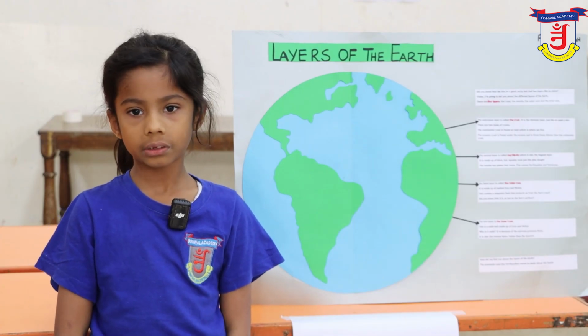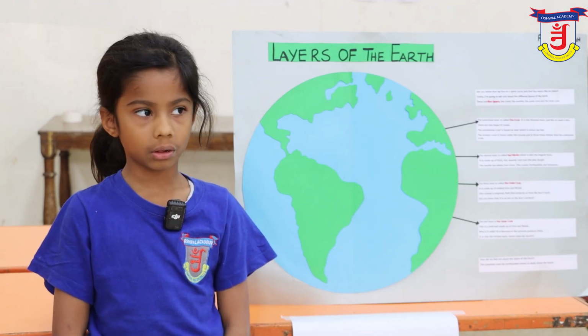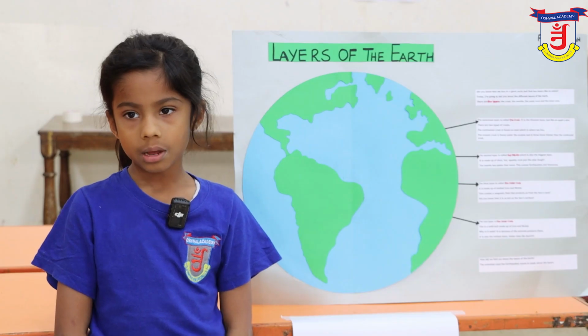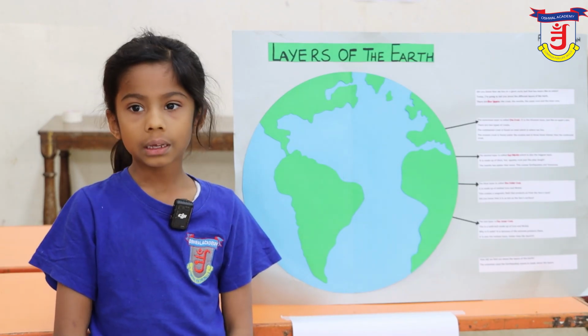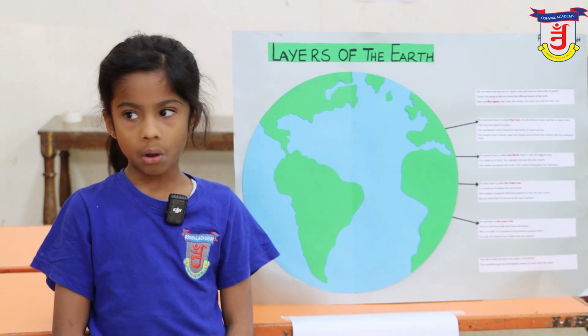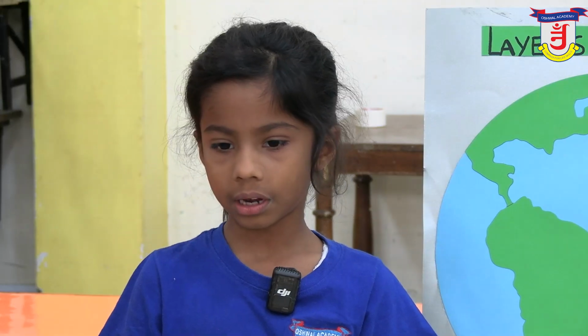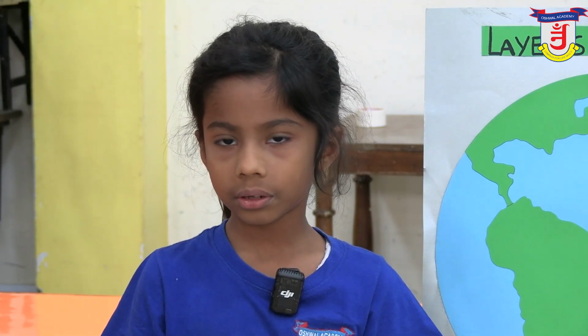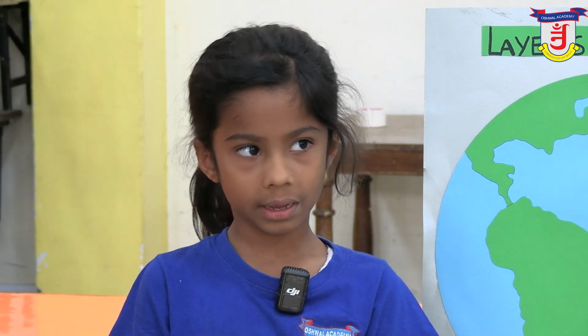The last layer is the inner core. It is a solid ball made up of iron and nickel. Why is it a solid ball? Because of the extreme pressure there. It is also the hottest layer, hotter than the sun. How did we find about the layers of the earth? The scientists used the earthquake's waves to study about the layers.